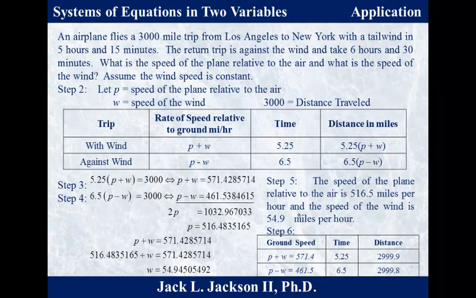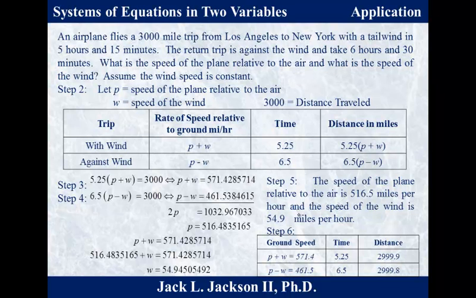And the 461.5 is the speed relative to the ground that the plane's making on the trip from New York back to LA. And these are already set up to do elimination. Just add them together, and we get 2P equals 1032.967033. Divide by 2, we get P is about 516.5. Now, we can substitute this back into the equation P plus W equals 571 point something, and solve for W to get W is about 54.945.